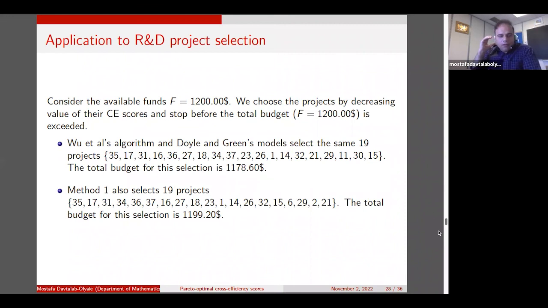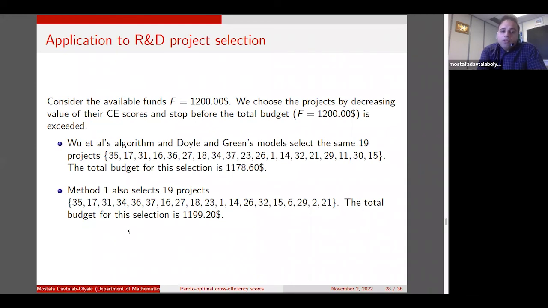So if we have available funds of, for example, $1,200, and we want to choose some projects with this limited available fund, we choose the projects by decreasing value of their cross efficiency scores and stop before the total budget is exceeded. Here, the Wu et al. algorithm and the Doyle and Green algorithm select the same 19 projects. The total budget for this selection is 1,178.16. And our approach also selects 19 projects.